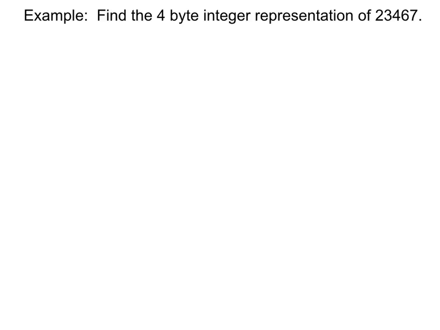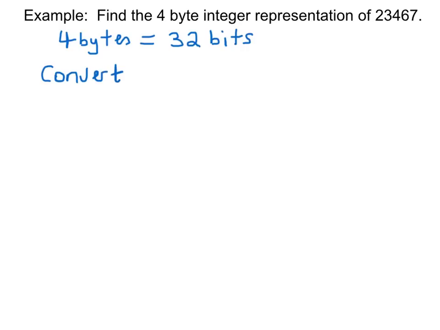The next example. Find the 4-byte integer representation of the decimal number 23,467. Now, as we saw before, there are 8 bits in each byte, so 4 bytes is equal to 32 bits. I multiply 4 by 8 and I get 32. So just like we did in the previous example, to find this representation, what we do is we convert this number 23,467 to binary.